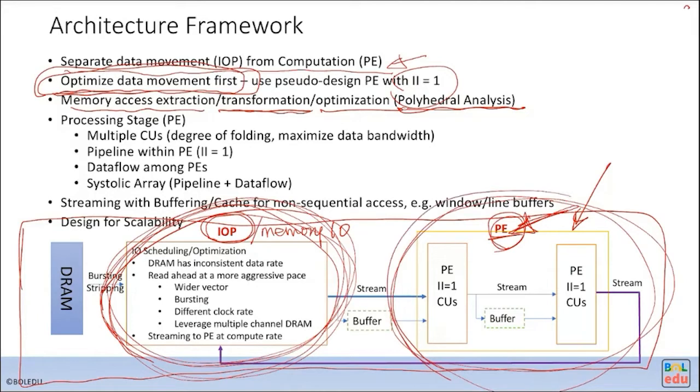For the processing stage, first do the data parallelism. Make sure all the data parallelism can fully utilize the data bandwidth you can provide. That's like SIMD: you have multiple computing units, you set up the folding, and you maximize the data bandwidth. Then you work on the PE, on the pipeline. Make sure the data rate, or the II, equals 1.